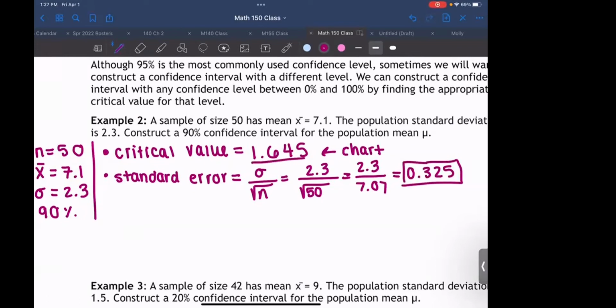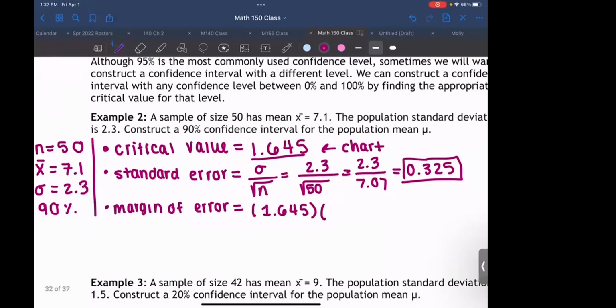So I found the critical value, I found the standard error. Let's find the margin of error. Okay. How do I find this value? Yeah, multiply the two numbers we just found, right? We're going to take the critical value, 1.645. We're going to take the standard error, 0.325, and just multiply them. So I'm getting 0.535.